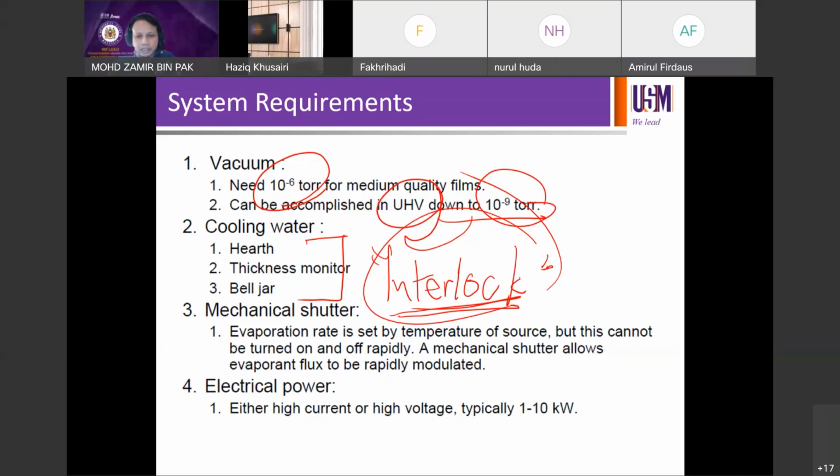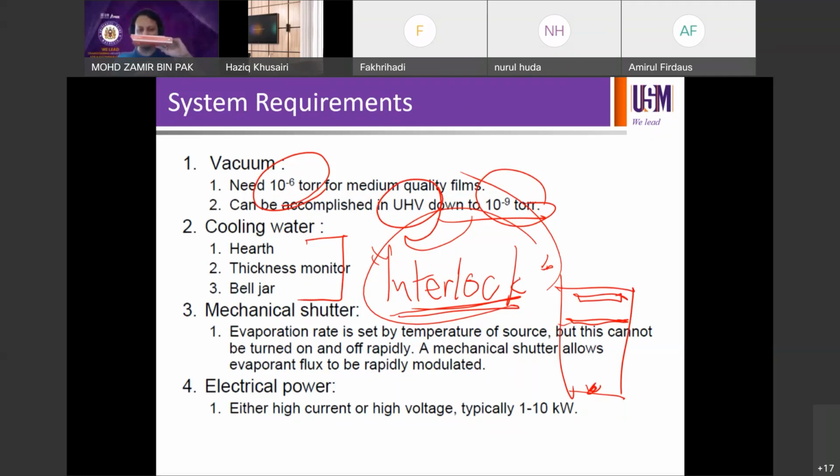Mechanical shutter, you can actually run this shutter bila you run evaporation. Contoh, you ada source, you ada wafer. Then you will normally have a shutter in between. Shutter ni macam, okay, katakan ni saya beli buku. Okay, you ada source kat bawah, you ada wafer kat atas. Ni shutter. Shutter ni dia akan, bila you start running the evaporation process, sputtering pun sama.